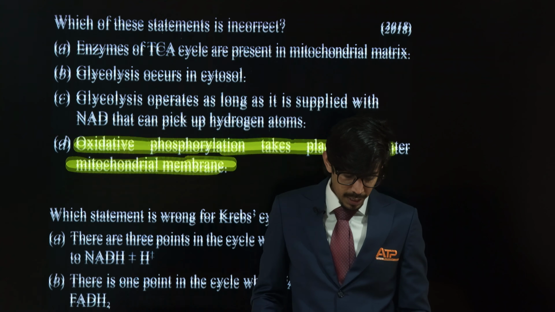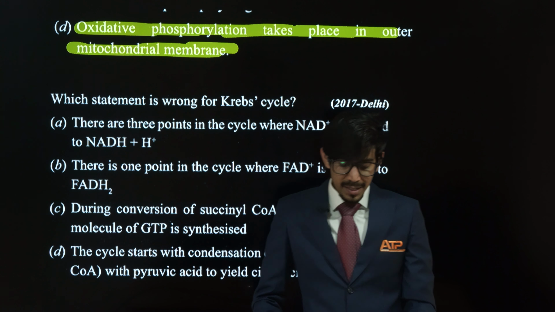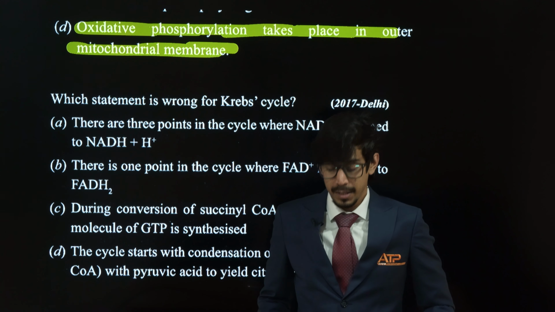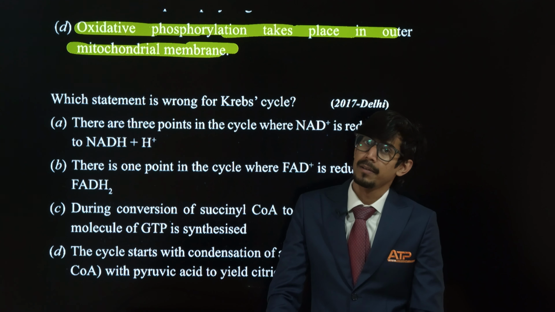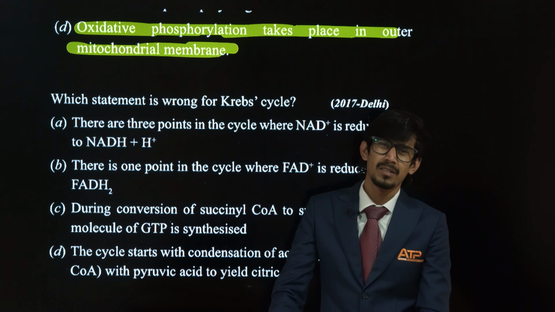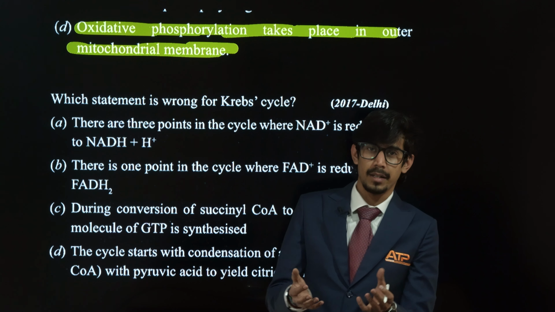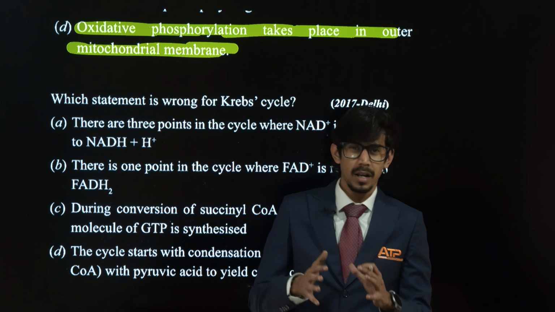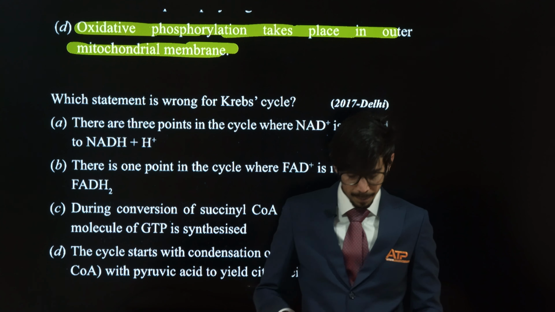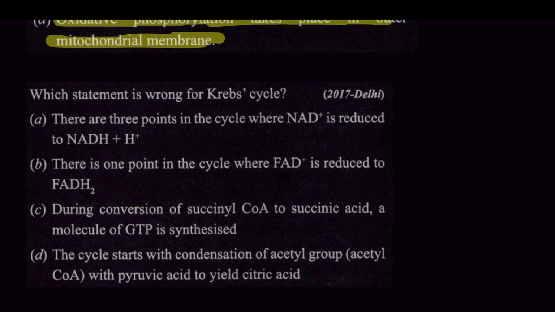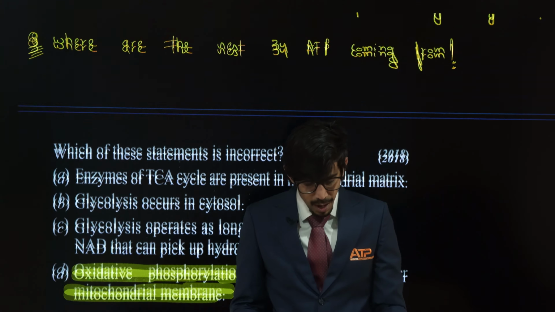Let's look at the next question as well. Which statement is wrong for Krebs cycle? It came in 2017. Such questions come a lot, based on how many correct statements and how many incorrect statements there are. Let's see. There are 3 points in the cycle where NAD plus is reduced to NADH plus H plus. Yes, that's correct. There are 3 places.